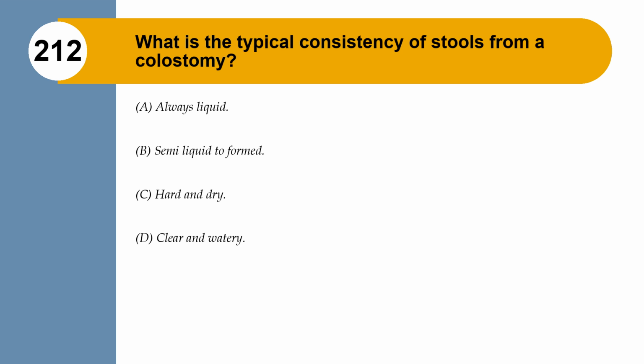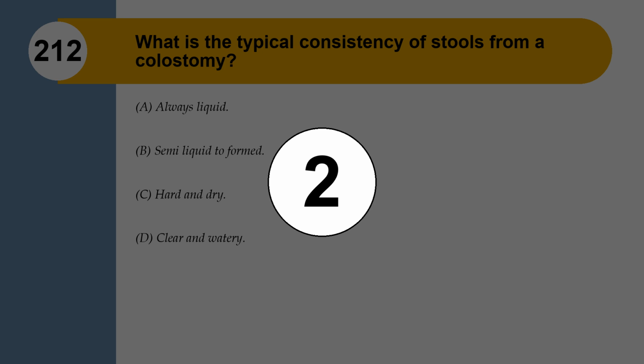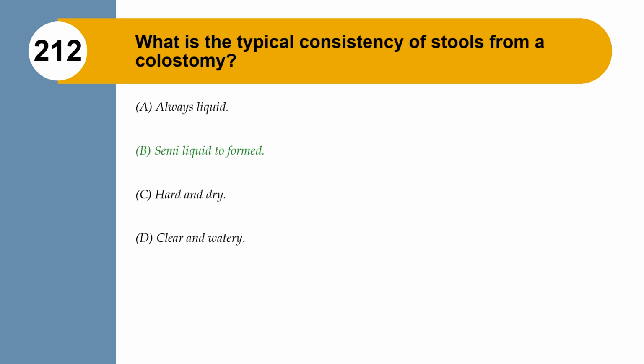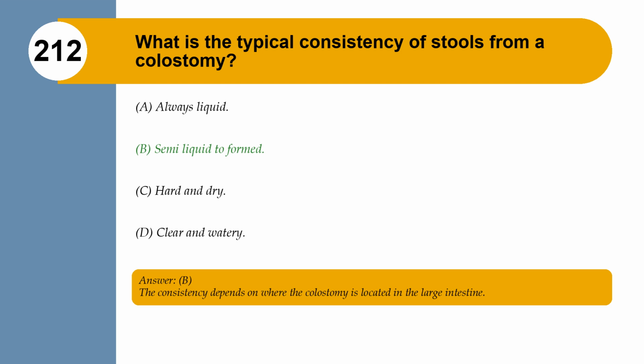Question 212. What is the typical consistency of stools from a colostomy? Option A, always liquid. Option B, semi-liquid to formed. Option C, hard and dry. Option D, clear and watery. The correct answer is option B, semi-liquid to formed. Explanation. The consistency depends on where the colostomy is located in the large intestine.